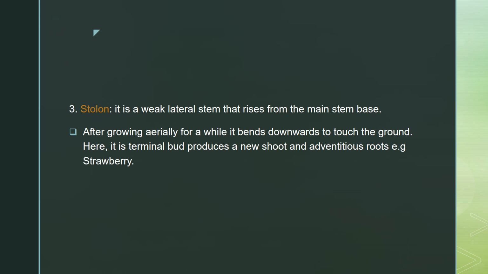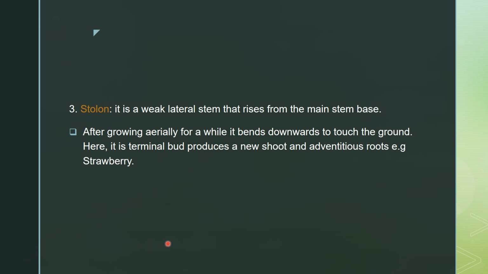Stolon. It's a weak lateral stem that rises from the main stem base. After growing aerially for a while, it bends downwards to touch the ground. Here, its terminal bud produces a new shoot and adventitious roots. An example for this is strawberry.